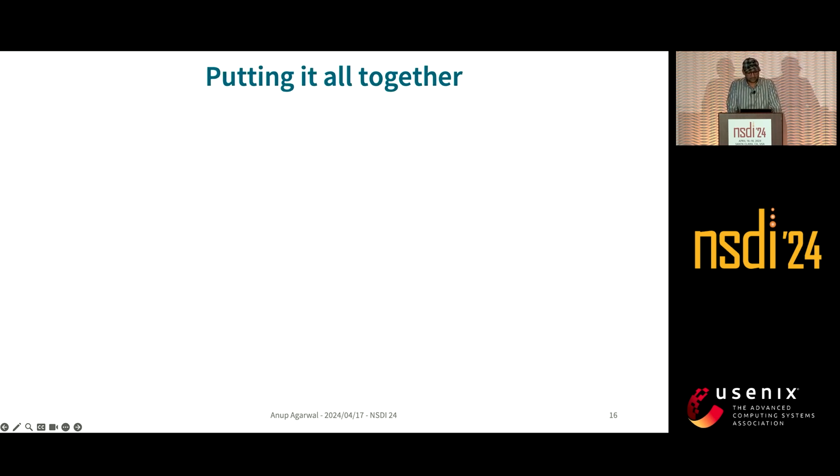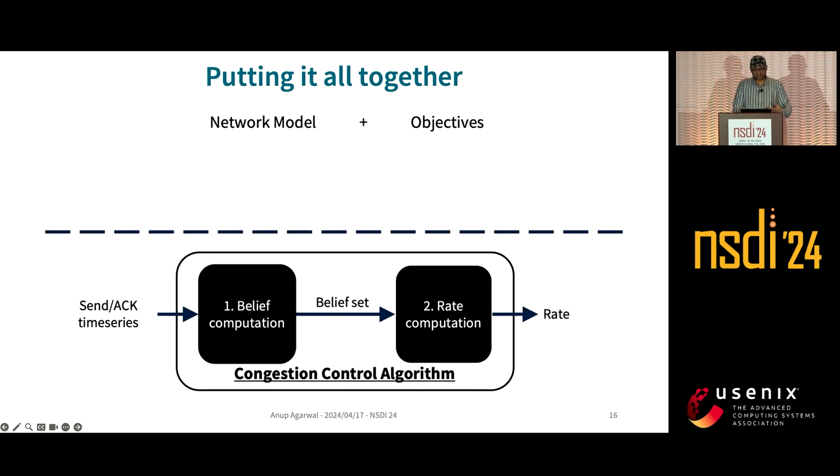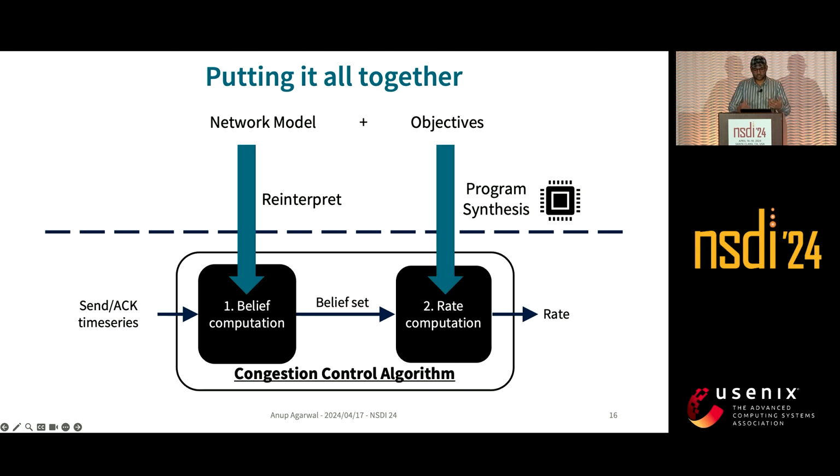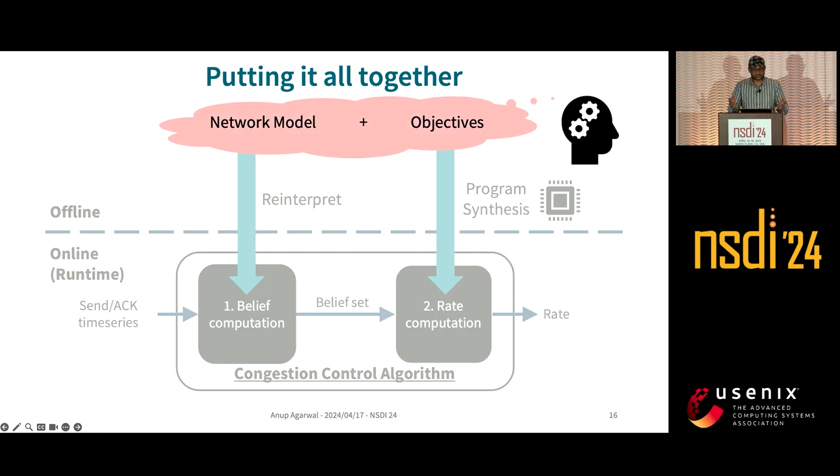So just to recap, we start with the network model and objectives to describe our high-level specification. We then systematically derive the belief and rate computations to meet this high-level specification. All of our reasoning is done offline, and we obtain short programs that we execute at runtime. With our methodology, the CCA designer only ever needs to think at the high-level abstraction of network models and objectives. They no longer need to manually reason about low-level CCA mechanisms.